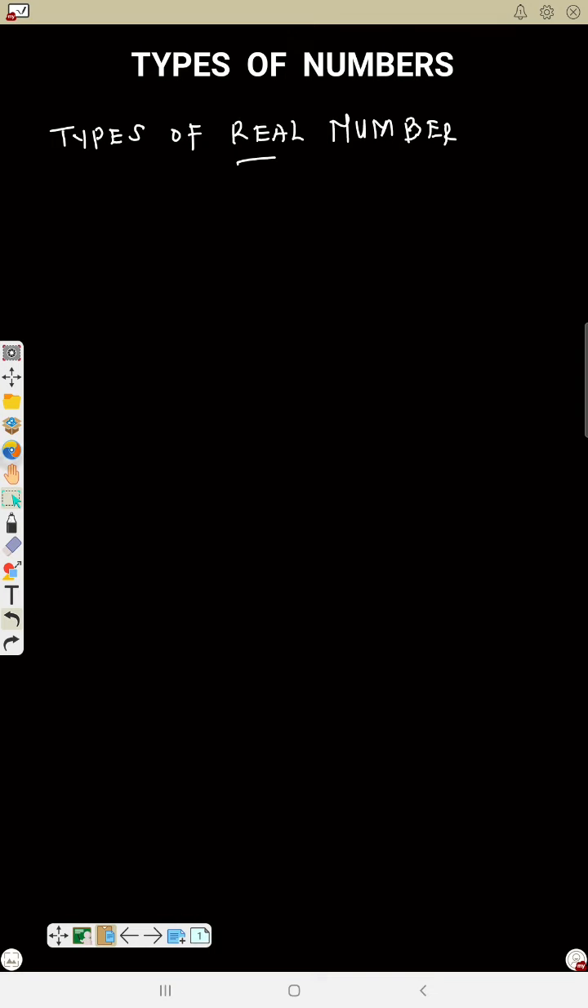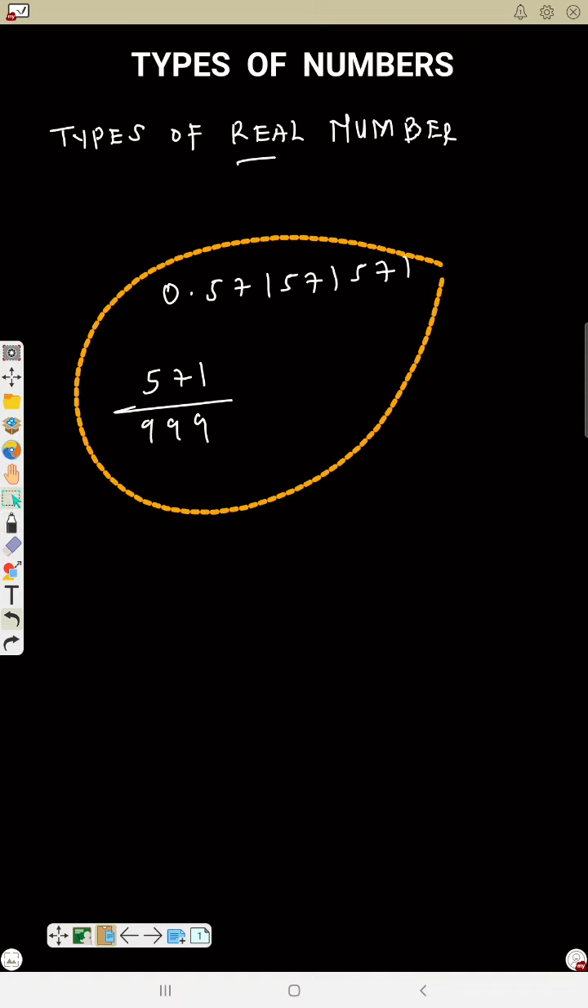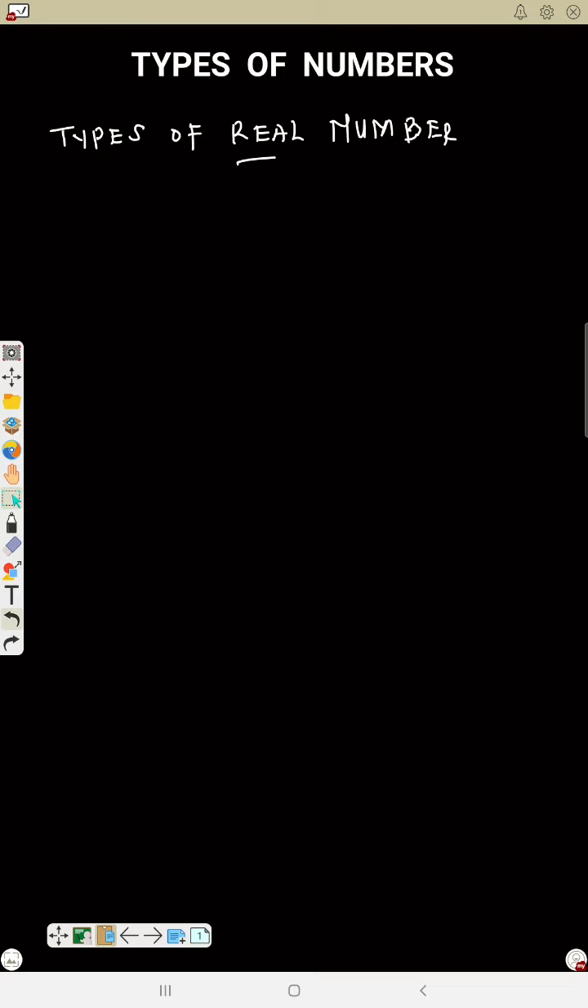Now what if you have 0.571 to change to a fraction? This will be 571 divided by 999. So that is how you can change a recurring decimal to a fraction. Now let's say again, what if it's 0 point something?